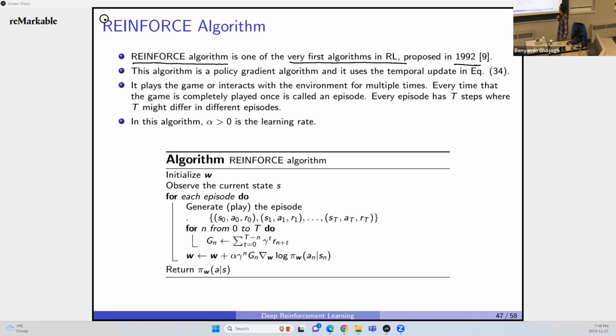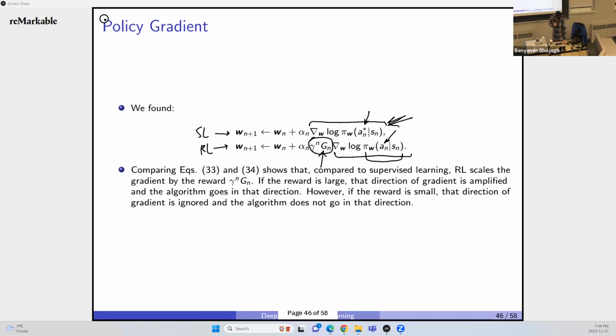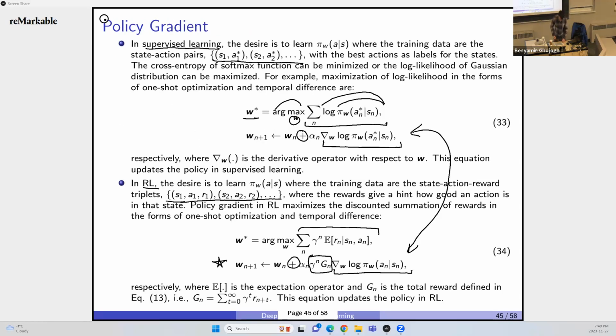the REINFORCE algorithm is a policy gradient algorithm that I just talked about. One of the policy gradient algorithms, and it uses the temporal update in equation 34. Okay, I think equation 34 was this. Yeah, what we just talked about.